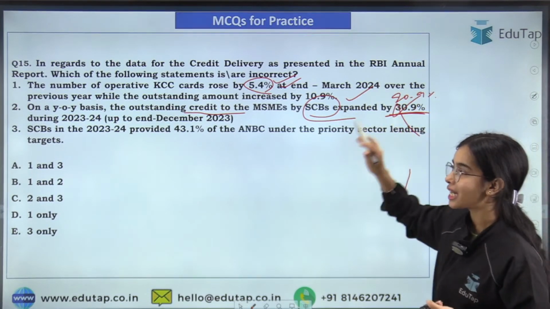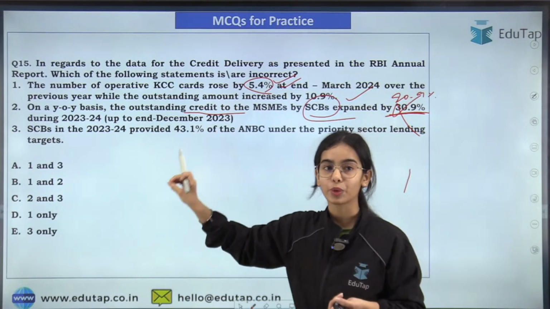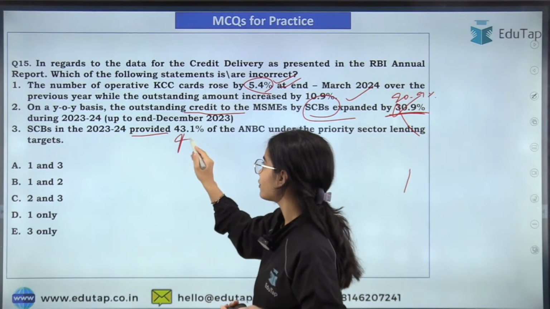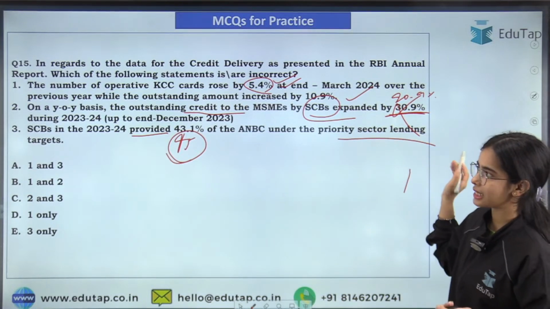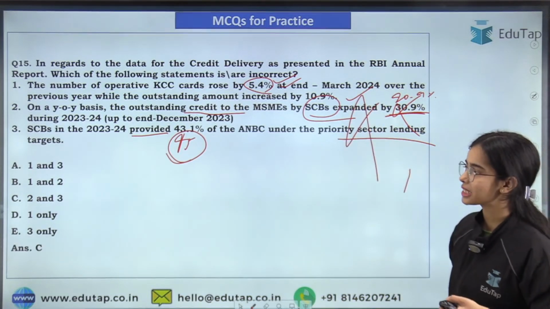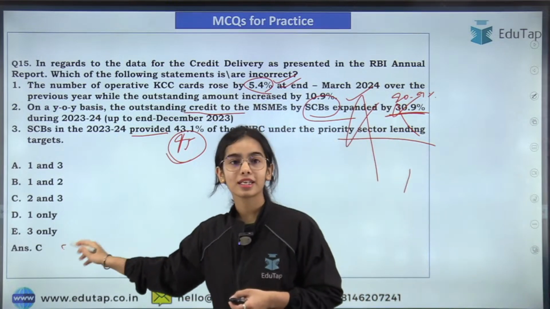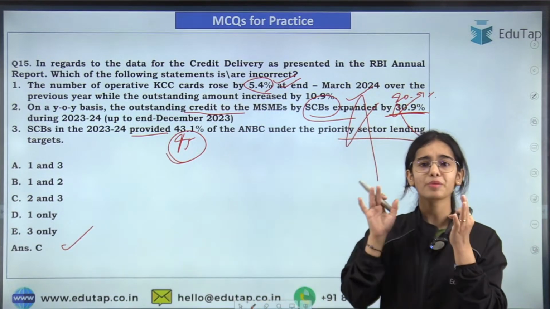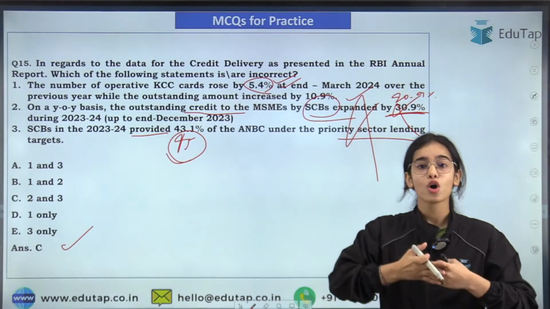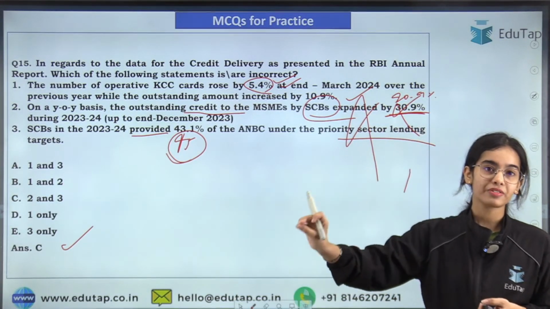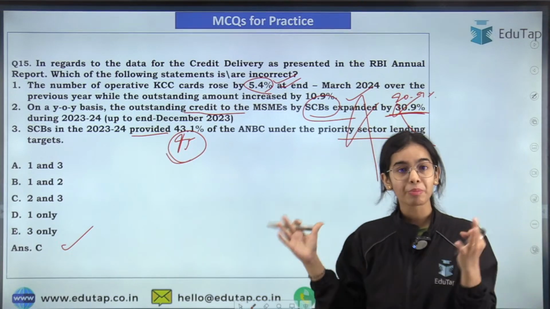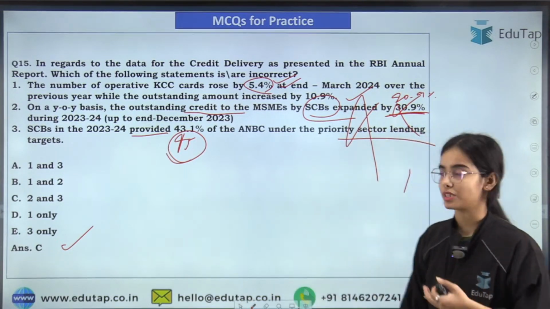On a year-on-year basis, the outstanding credit to the MSMEs by scheduled commercial banks expanded by 20.9%. So this is wrong. As well as, the scheduled commercial banks in 2023-24 provided nearly 45% of the ANBC under the priority sector lending. So both these statements are incorrect. That's why C is the right answer here, and I am happy to see that most of you are able to give the right answer to all the questions. That shows that you have gone through the previous session and remembered the important data points yourself.